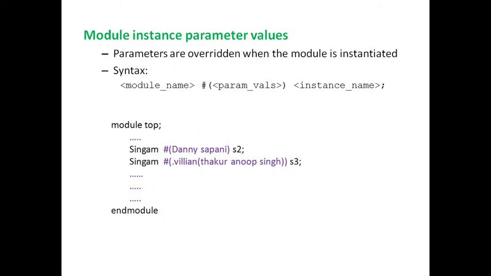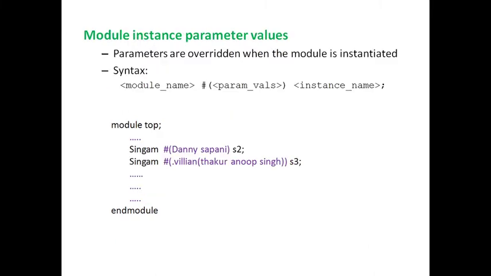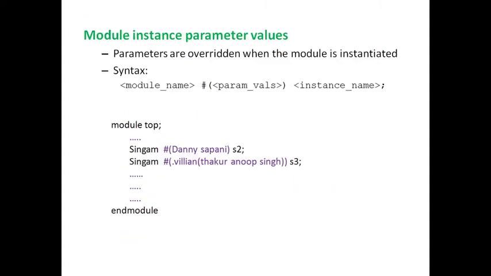You might ask a question: for a single parameter it is okay, because here villain is the parameter name, which is a single parameter. But if multiple parameters are defined in a module, like parameter villain, parameter hero, parameter comedian, then during module instantiation they can be overridden by specifying new values in the same order as the parameter declarations. Let me explain with an example. This one.